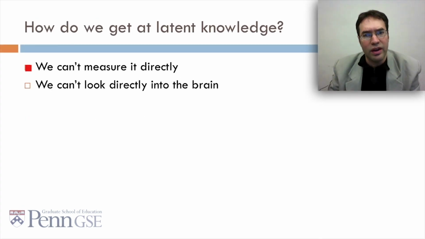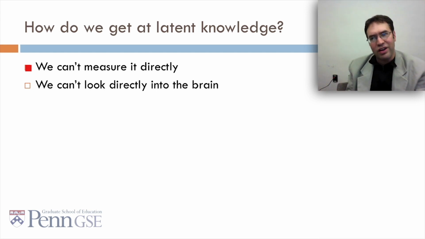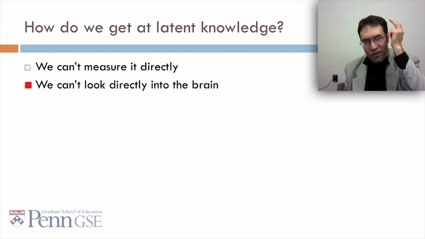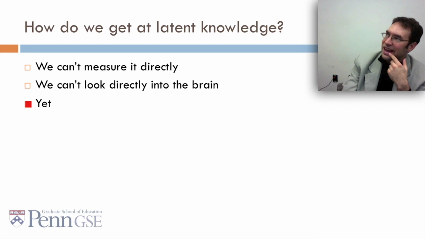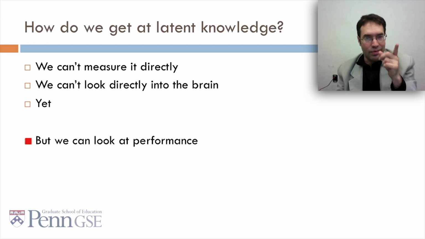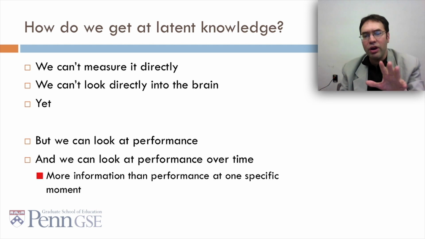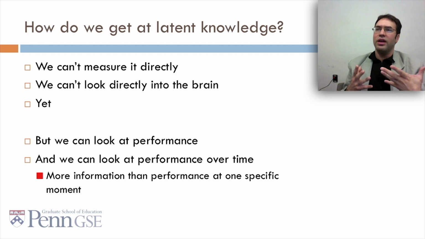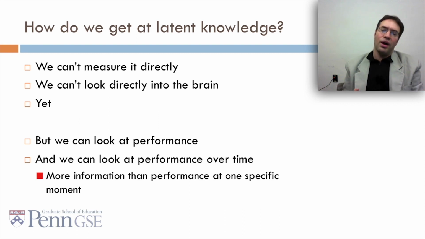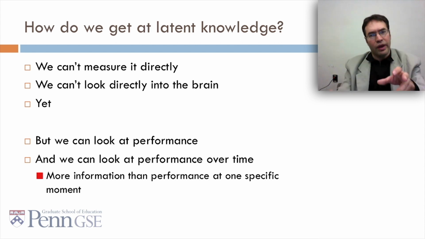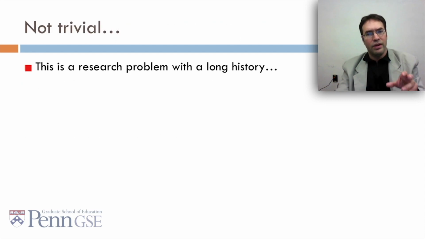So how do we get at latent knowledge? We can't measure it directly, it's latent. We can't look directly into the brain. Yet. But we can look at performance. And we can look at performance over time, which is more information than performance at one specific moment. At any one given moment, you might guess or slip, or appear to. But over time, you can kind of get a pattern and see, is the person's behavior generally consistent with them knowing it?